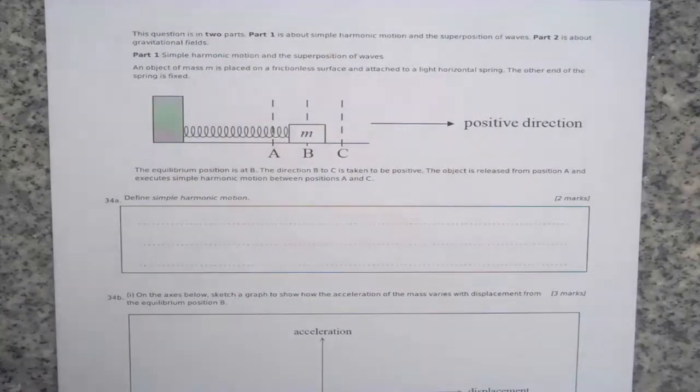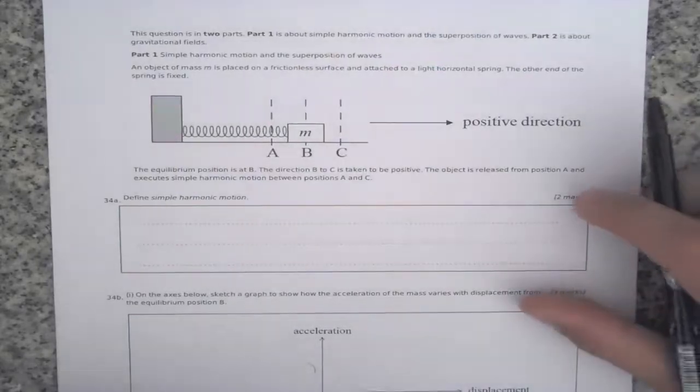The first question here, we have simple harmonic motion and superposition of waves. So we have an object of mass m that is placed on a frictionless surface and attached to a light horizontal spring. The other end of the spring is fixed. The equilibrium position is at B. The direction B to C is taken to be positive. The object is released from position A and executes simple harmonic motion between the positions A and C. So this is the amplitude.